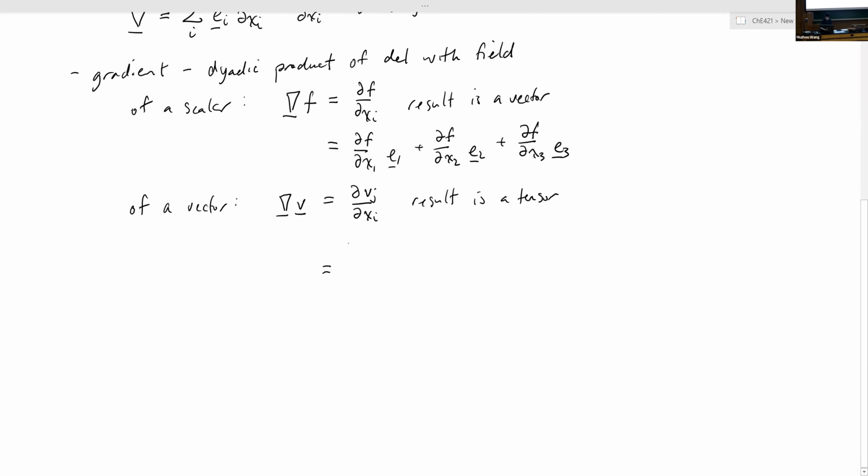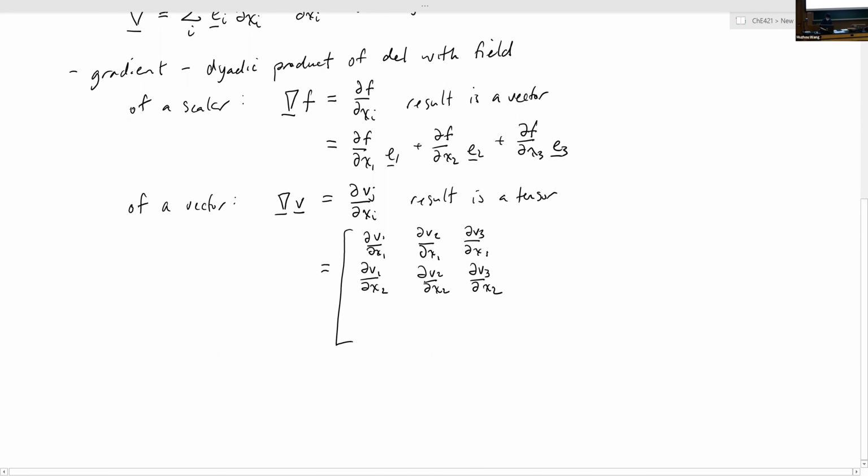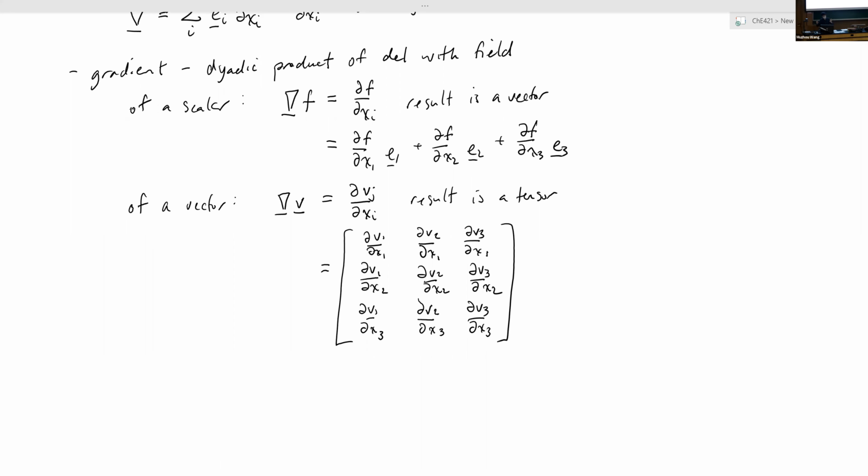Okay? Writing out the matrix component of that tensor would then look something like this. And et cetera. As you can expect, there are 9 components to the tensor. It's a tensor, right? I could also have written it out lengthwise. That would just be dv1/dx1 e1e1, dv1/dx2 e1e2, et cetera, et cetera, right? Okay, that's actually fairly simple.